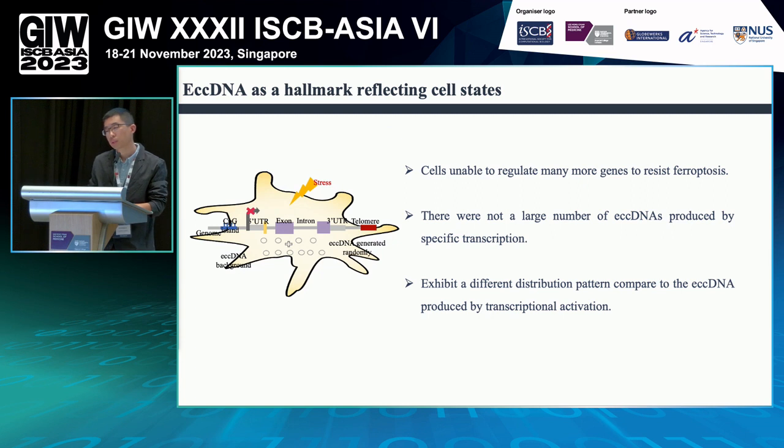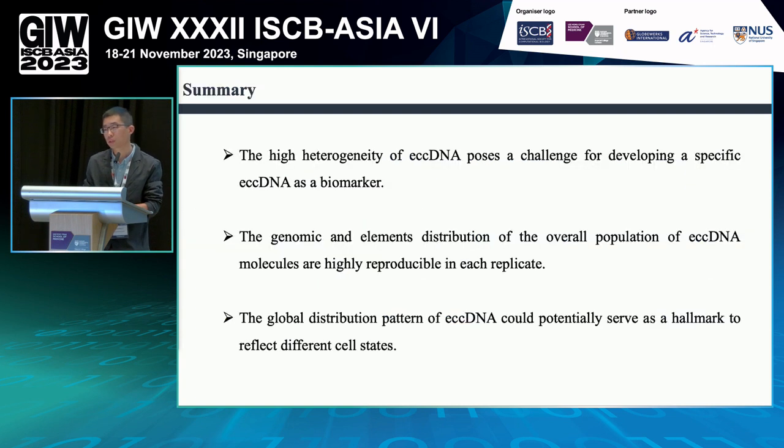So we think if cells are able to regulate many more genes to resist the ferroptosis, there was not a large number of eccDNA produced by a specific transcription. So maybe it showed a different distribution pattern compared to the eccDNA produced by transcription activation.